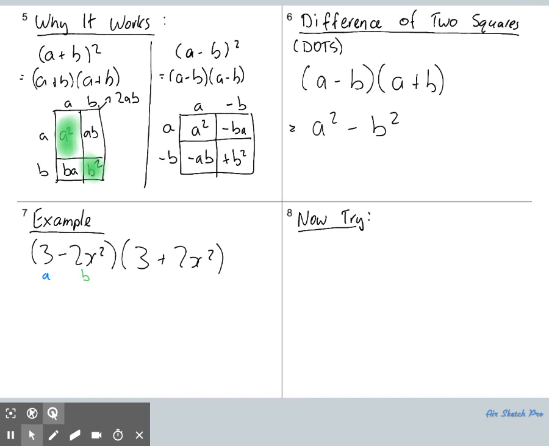Do I have A and B in my other binomial? Yeah, I've got A there, 3, and I've got 2x squared there. So it almost fits the pattern. The next thing I need to check is, am I subtracting them in one of the binomials and adding them in the other? Yes, I am. And please remember, it doesn't matter the order of the multiplication. So if it was 3 plus 2x squared times 3 minus 2x squared, that would also fit the pattern. As long as you've got A minus B times A plus B, or A plus B times A minus B, it fits the pattern. Is that okay? All right. So now I'll just follow through.